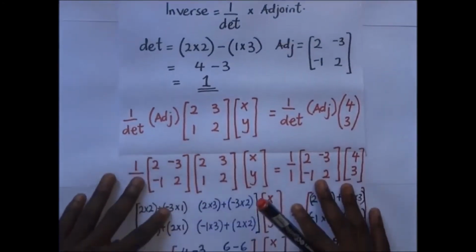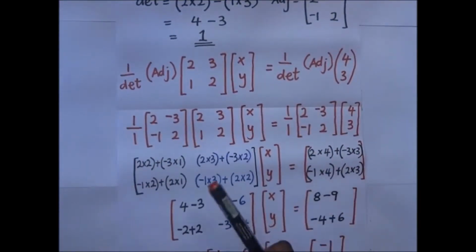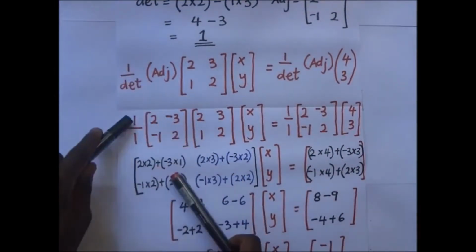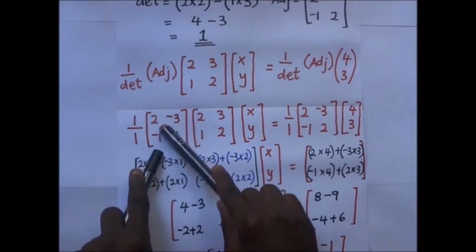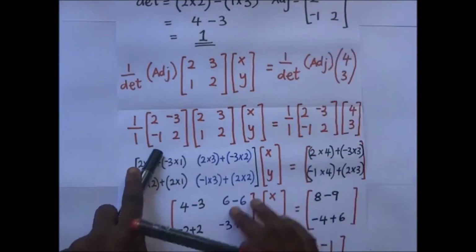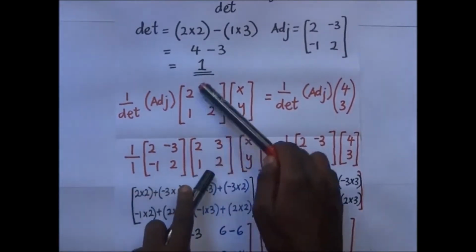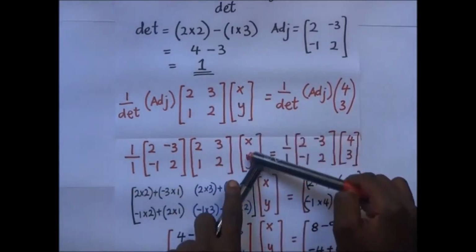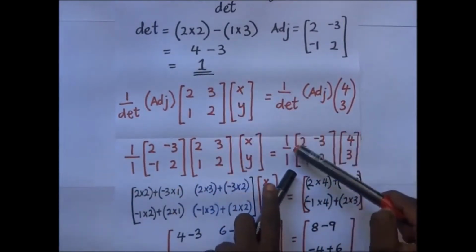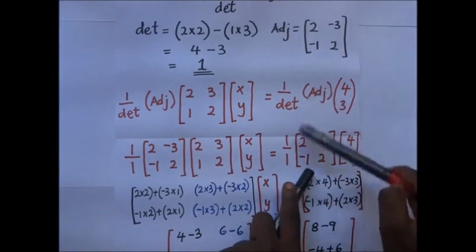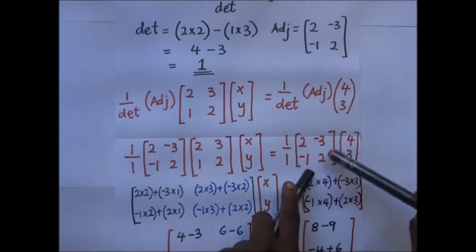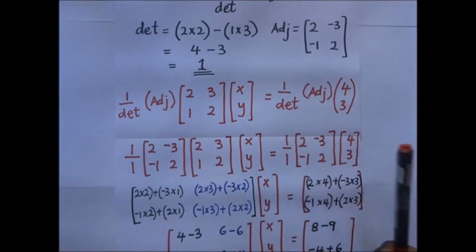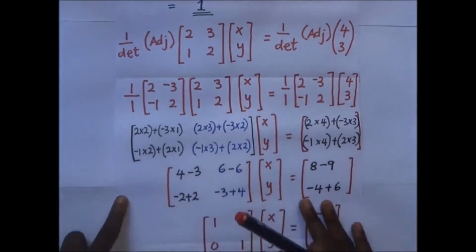So that's the substitution going on in the next step. 1 over the determinant is 1 over 1. 1 is the determinant, times the adjoint, which we already got here, times this, times that, is equal to 1 over the determinant, which is 1 over 1, times our adjoint, which we already got as 2, negative 3, negative 1, 2, times 4, 3. Then the rest is math.